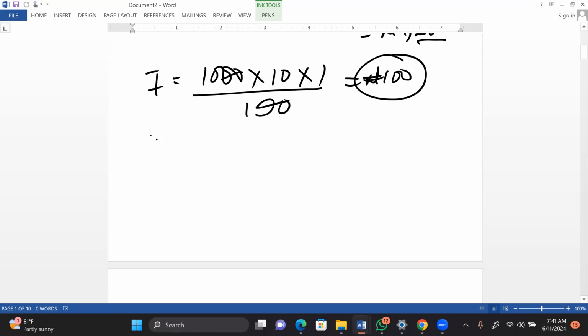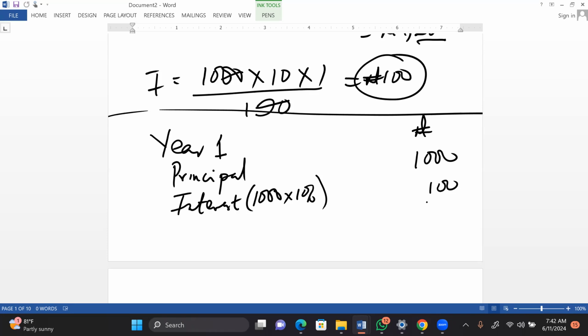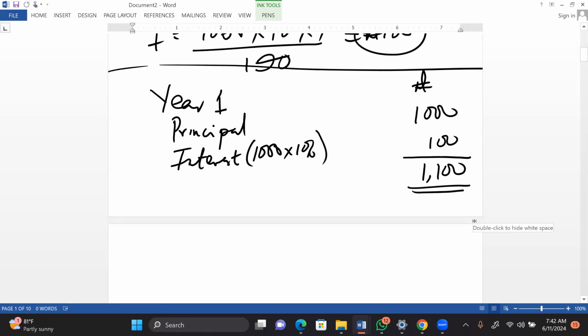Now, we're going to have, for the first year, year one, the principal for year one is 1,000 naira. Let me close this page. So put 1,000. Then the interest on 1,000 would be 1,000 times 10%. That will give us 100 naira. So this 100 naira will now be added to 1,000 to give us 1,100. So this 1,100 will now be the principal for year 2.